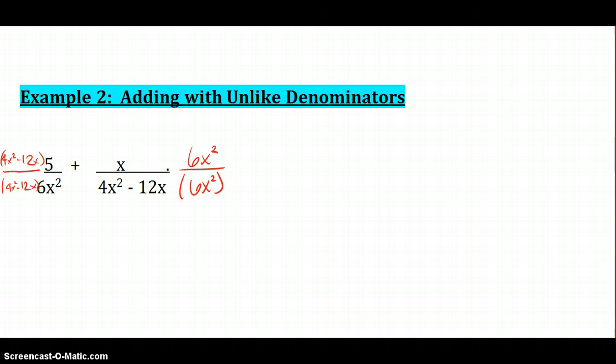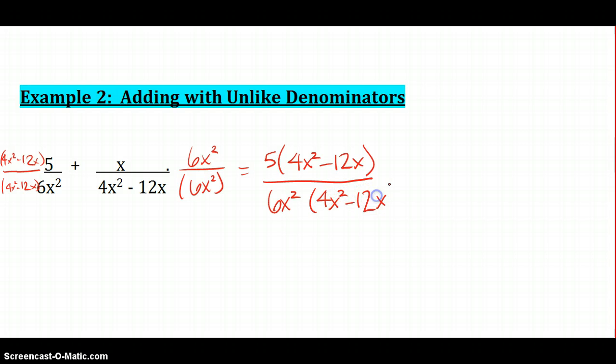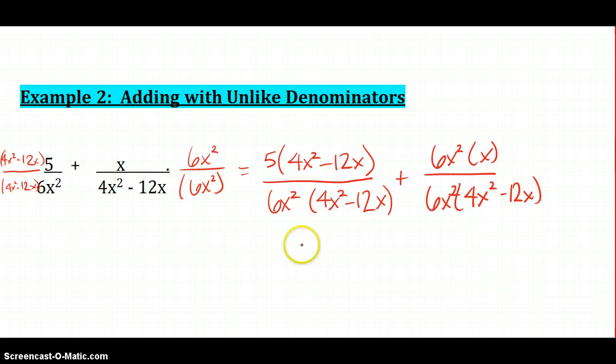So your next step is to multiply all this stuff together. So we're going to have 5 times 4x squared minus 12x over 6x squared times 4x squared minus 12x, plus 6x squared times x over 6x squared times 4x squared minus 12x.